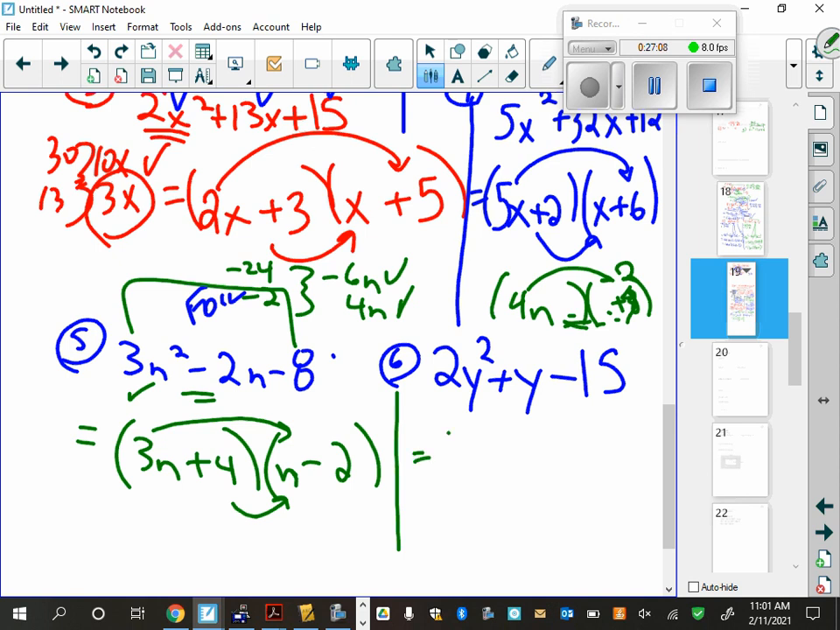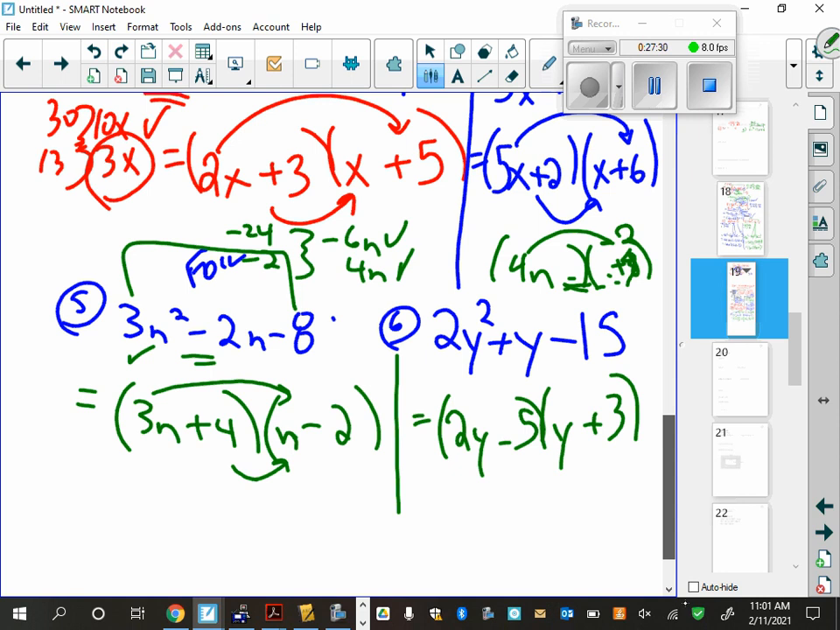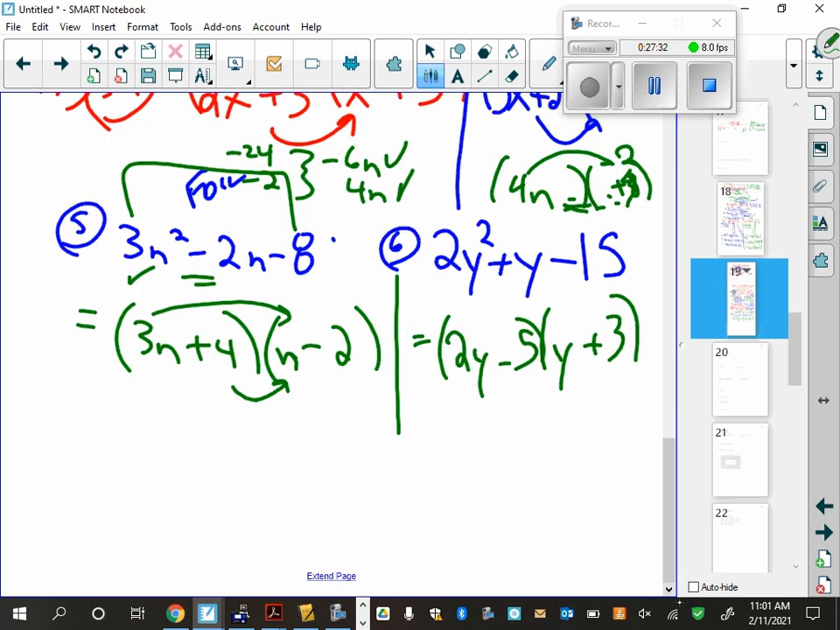This one, almost doing it in our head. Negative 30, add to 1, so I need a plus 6, and I need a negative 5. Is that it? Is that a little quicker than decomp? All right. Let's do some harder examples where we have more than one option for our first term.